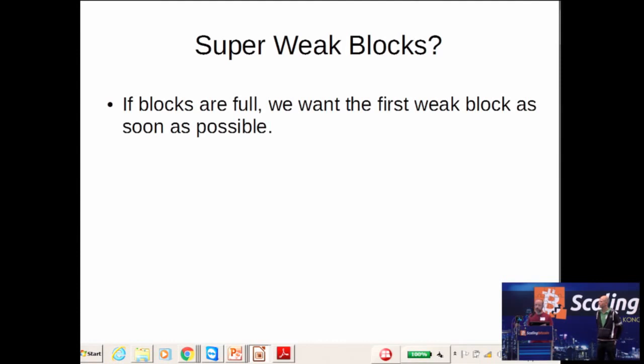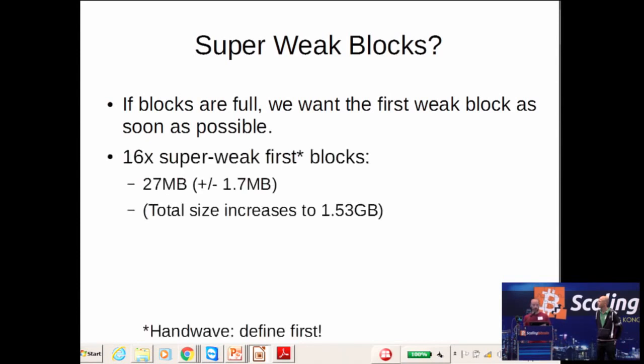And when blocks are full, and in a world where blocks are always full, this will always be true, you want that first weak block as soon as possible. Because if you get a strong block before you hit a weak block, you can't use weak block encoding. So wouldn't it be nice if the first weak block was allowed to be 16 times weaker than a normal weak block, which means instead of one on average every 30 seconds, you get one on average every 2 seconds. That's a hand wave of what first is in this system.